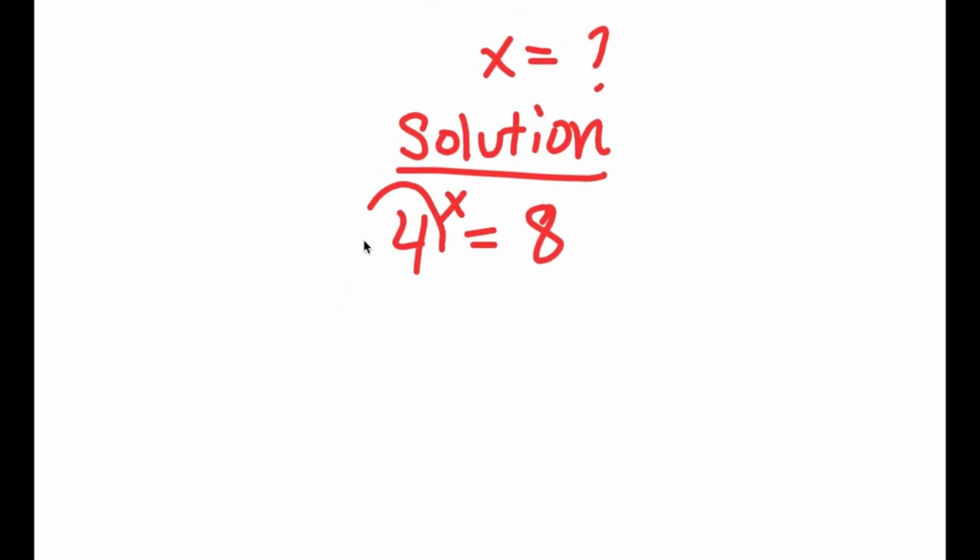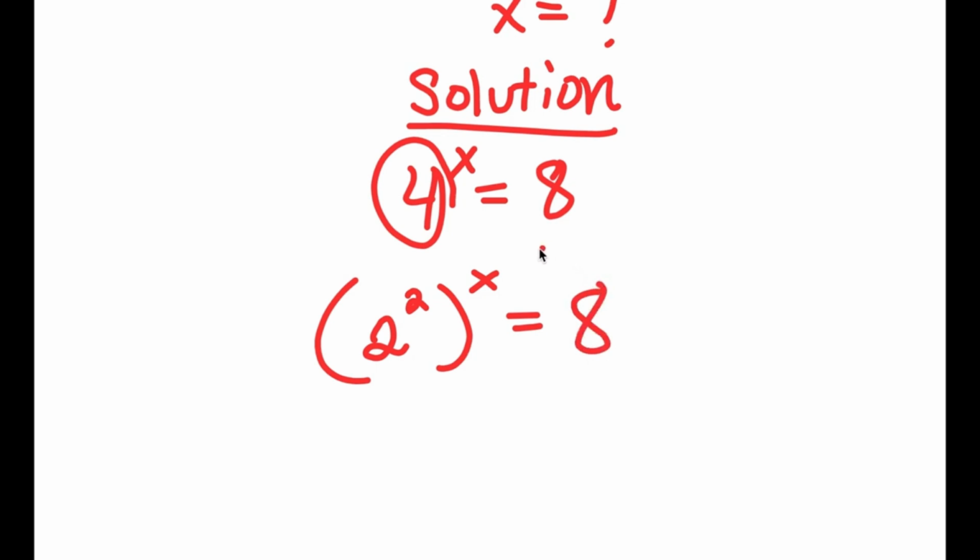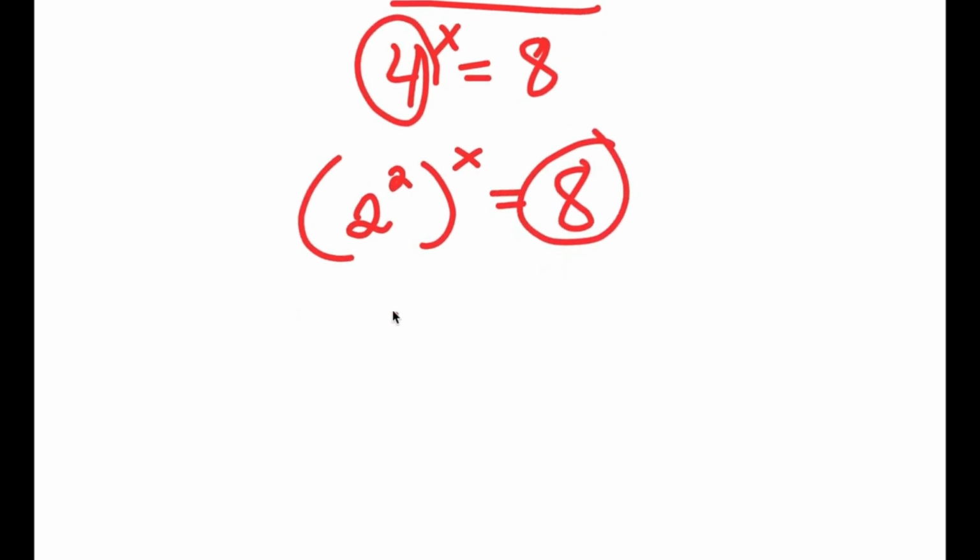Now 4 here, this is the same thing as 2 squared. So I'm going to rewrite this as 2 squared to the power of x. All I did was replace 4 with 2 squared. And now 8, this is the same thing as 2 to the power of 3. So I'm going to replace 8 with 2 to the power of 3. So I have 2 squared to the power of x is equal to 2 to the power of 3.